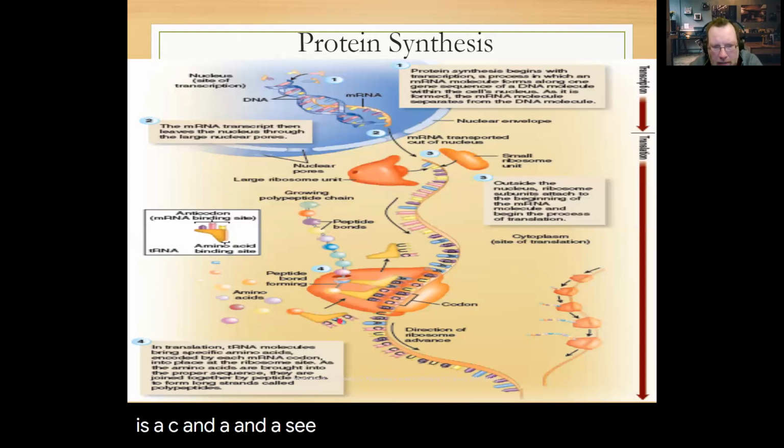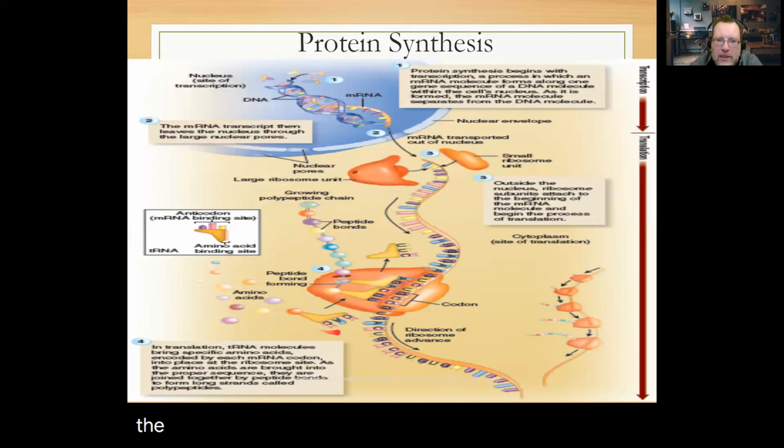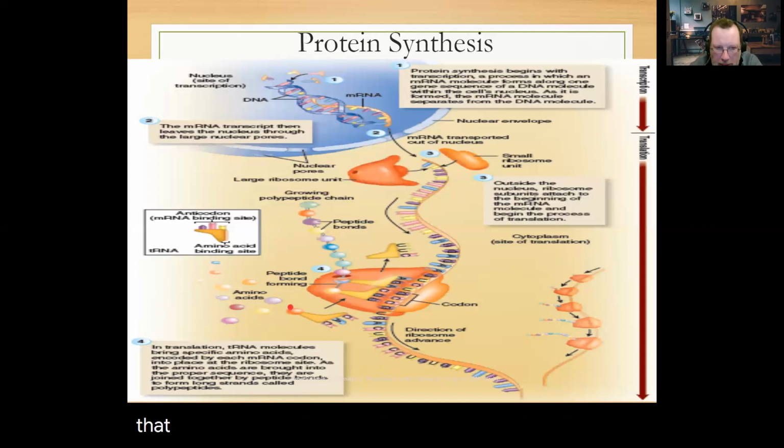So this would have to connect. The C would have to connect with a G. The A connects with a U, and the C connects with the G. So that's going to be the next codon, and that's going to be a specific amino acid. And that specific amino acid is going to be shown right here by this codon.